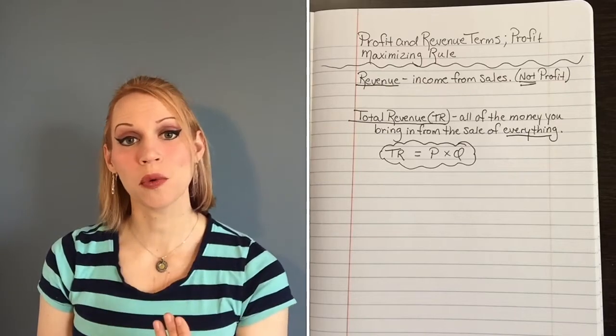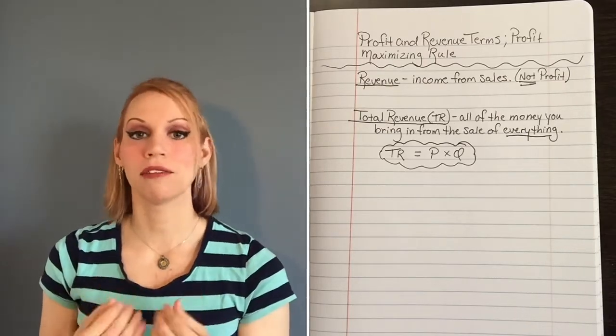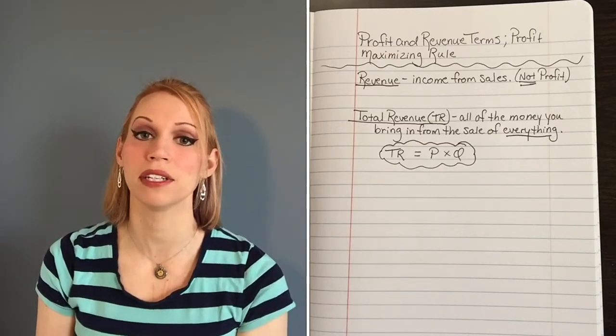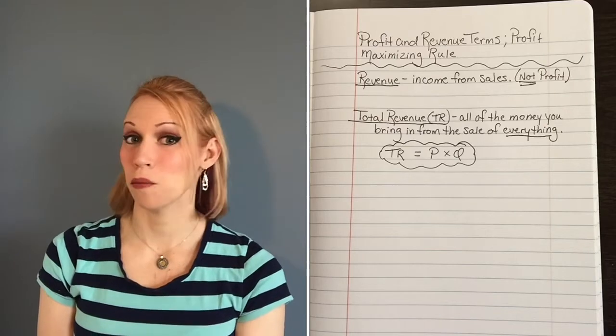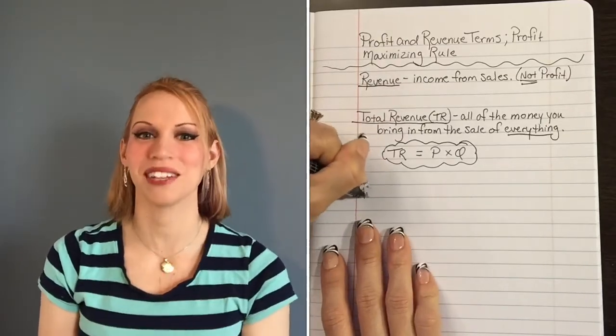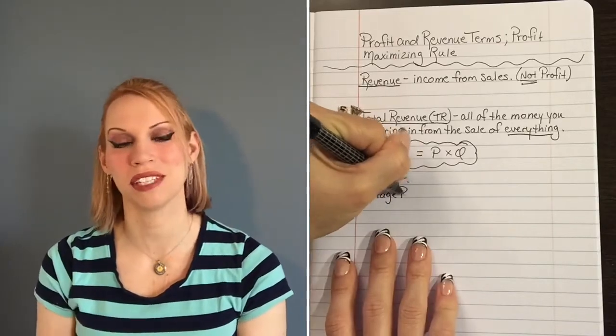So remember, total revenue, this is all of the money that you have coming in whenever you sell all of your output. So all of the money that you're bringing in from everything that you've sold. Do you remember how to find total revenue? Price times quantity, right? Total revenue is just the price that you're charging times the number of things you sold.